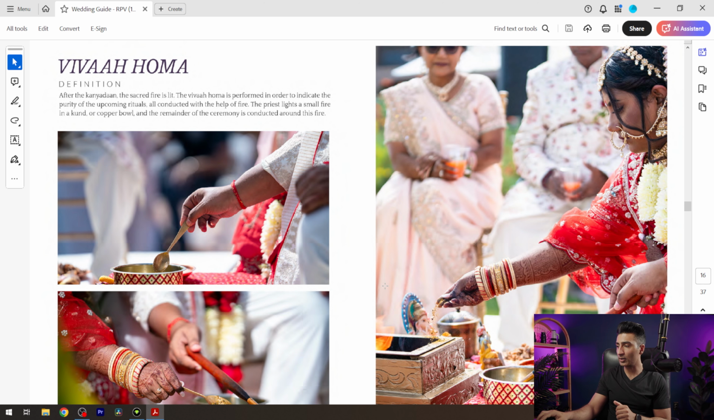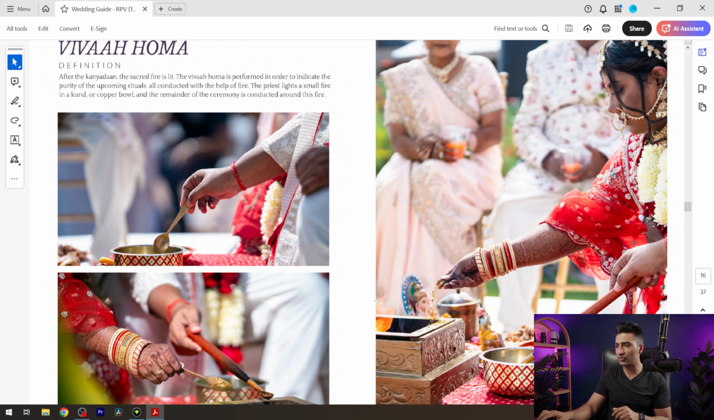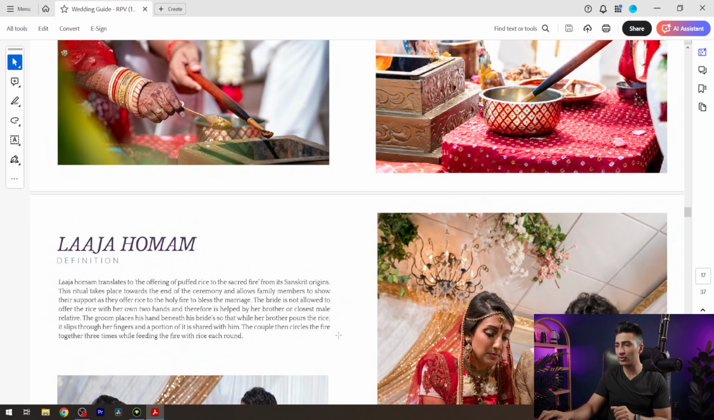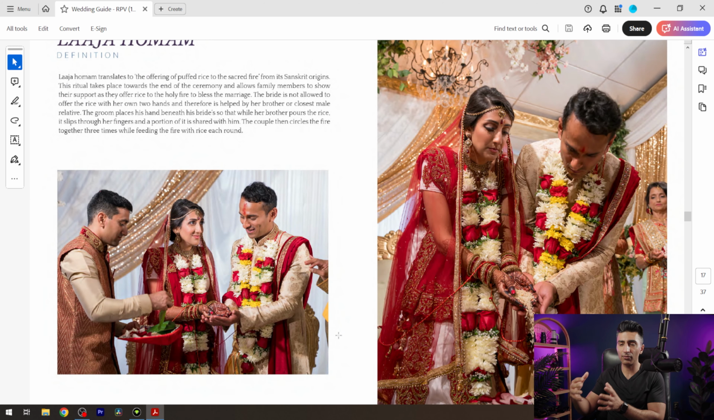After that, the Vivaha Homa is going to happen for a period of time. I've seen some priests do this quite a couple of times until that fire has the ability to grow. From there, we're going to move into Laja Homam, which is really where the offering of puffed rice from the couple is offered to that fire. Typically, the bride and groom are going to be accompanied by immediate family members, potentially the bride's brother, where the family is going to give offerings to the bride and groom, who are then going to make that offering to the fire, and that's going to provide blessing of the marriage and signify the start of their relationship together.